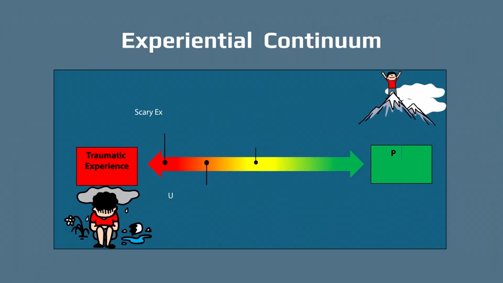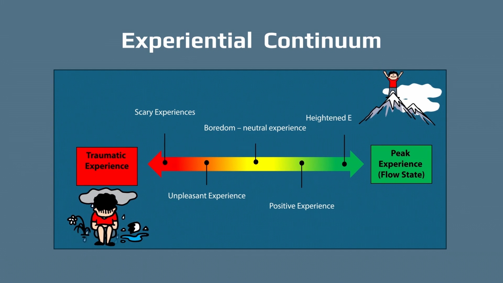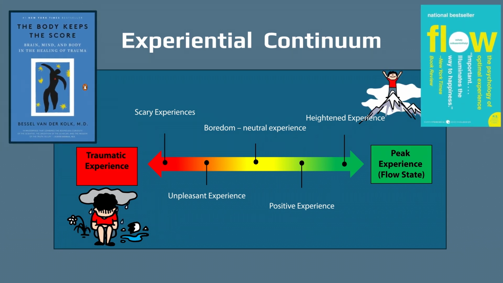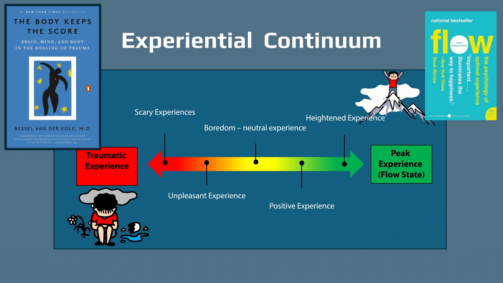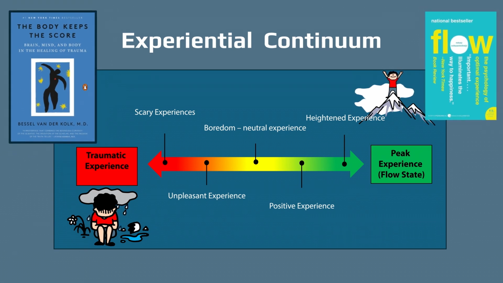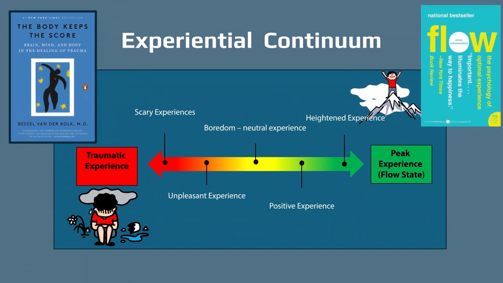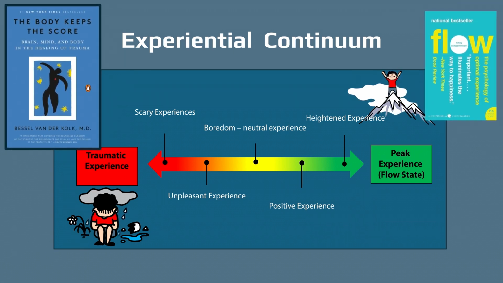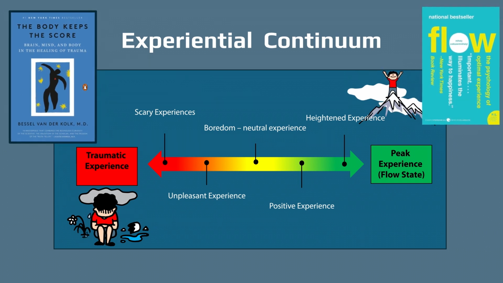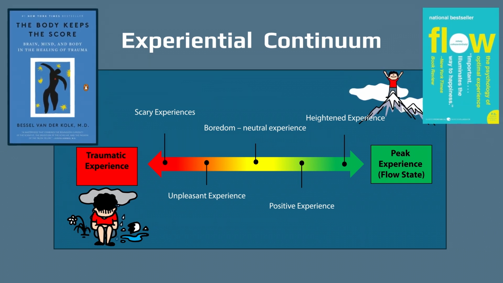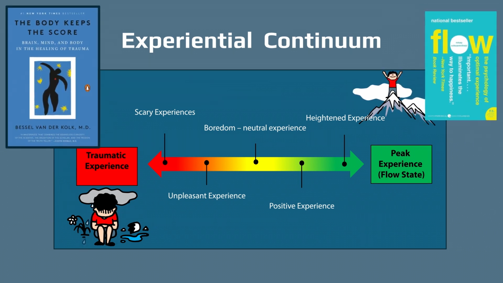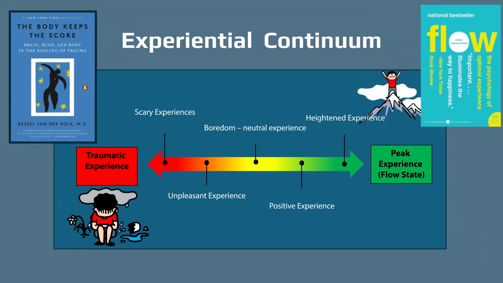Now think about experiences. They also fall on a continuum, from traumatic and harmful to enriching and uplifting. On the painful end, we see the long-term impact of trauma, which has become well known through authors such as Bessel van der Kolk and his book, The Body Keeps the Score. On the other end, we have peak experience, moments of deep joy and focus, known as flow state, from the pioneering work of Mihaly Csikszentmihalyi.